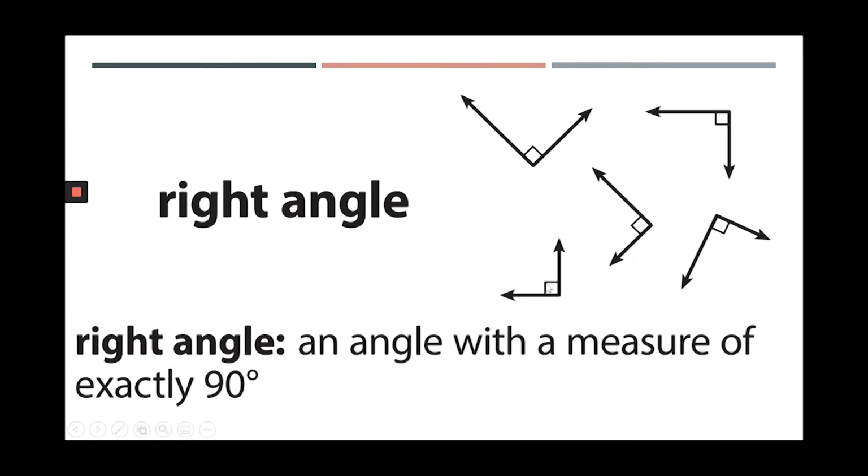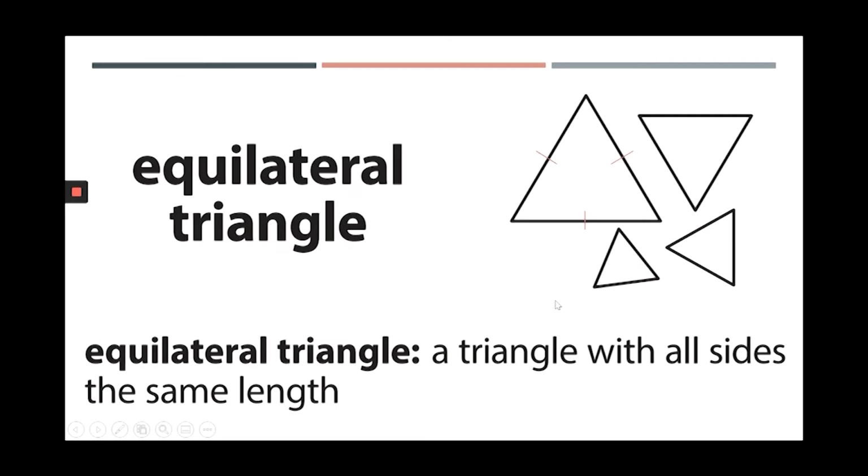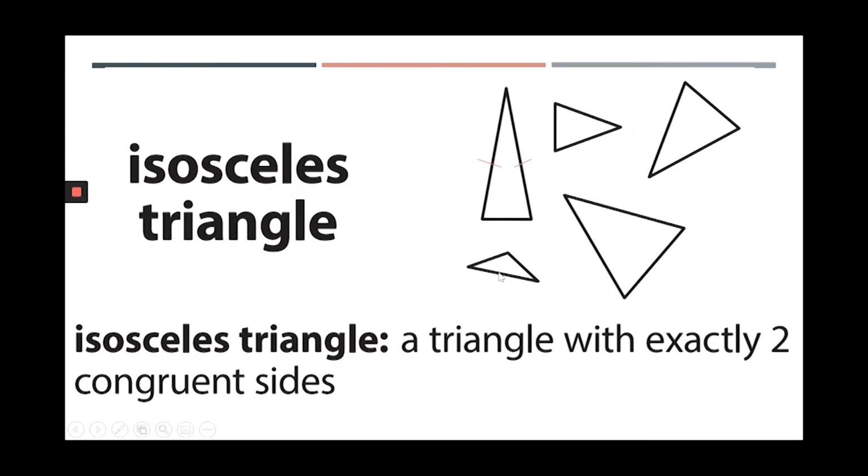You can see the examples over here. A lot of times you'll see this little square right here because it has that 90-degree angle. And then by sides, we can look at triangles like this. Here's an equilateral triangle. It's a triangle with all sides the same length. Sometimes they're marked something like this so you can tell all sides are the same.